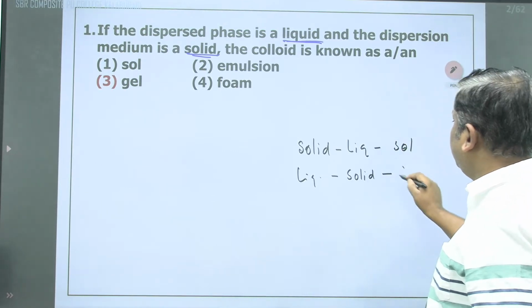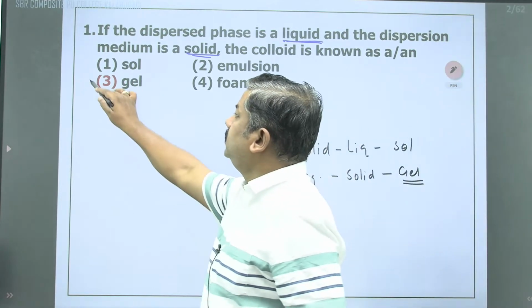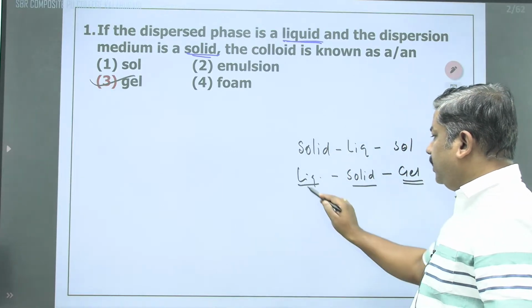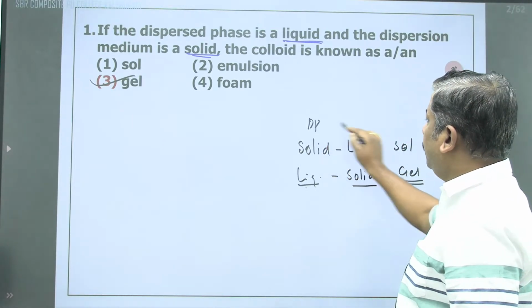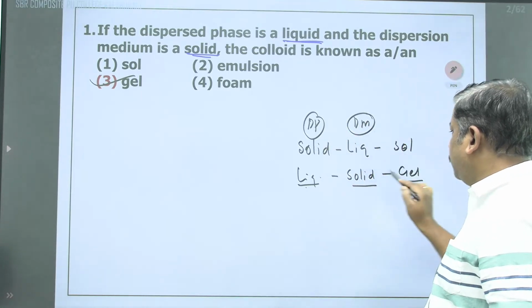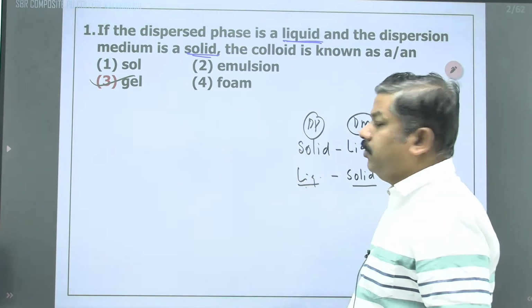Then it is the opposite of that one. It is commonly known as gel. So gel is the correct answer for this one, where liquid is dissolved in solid. This is acting as a DP, and this one is acting as a DM. When DP is liquid and DM is solid, the respective colloid is known as gel. So option number 3 is correct.